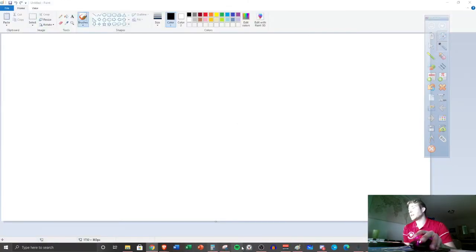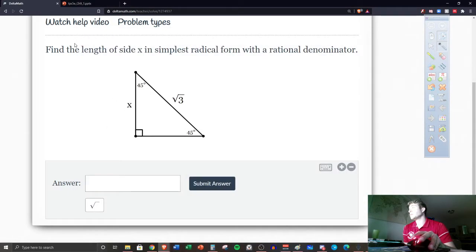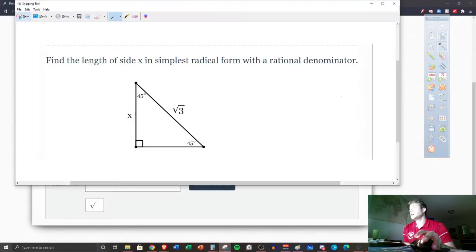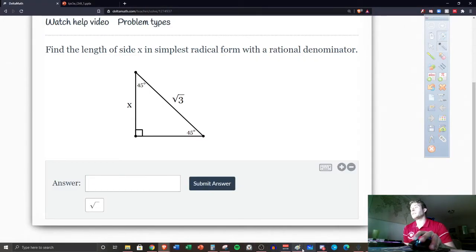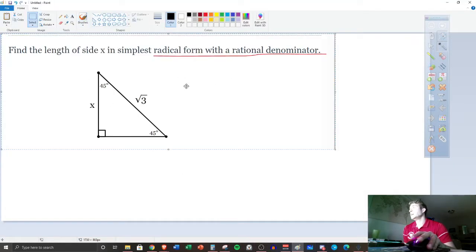I'm going to pull up Paint here, and we'll get our Delta Math up, and we're going to work this question here. And you'll notice it has to be in radical form with a rational denominator. So I can't use decimals here. That's important. That would make this a lot easier if we're allowed to use decimals, but we're going to practice using radical form with a rational denominator.